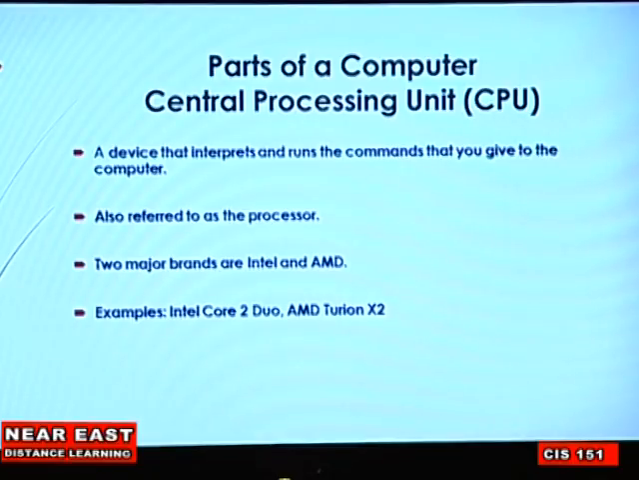There are two major brands of CPU. There is Intel and there is AMD. Example, we have Intel Core 2 Duo and AMD Turion X2. Intel Core Duo is an old version now. We have new versions like Core i3, Core i5, Core i7. There are many new versions coming out from Intel.